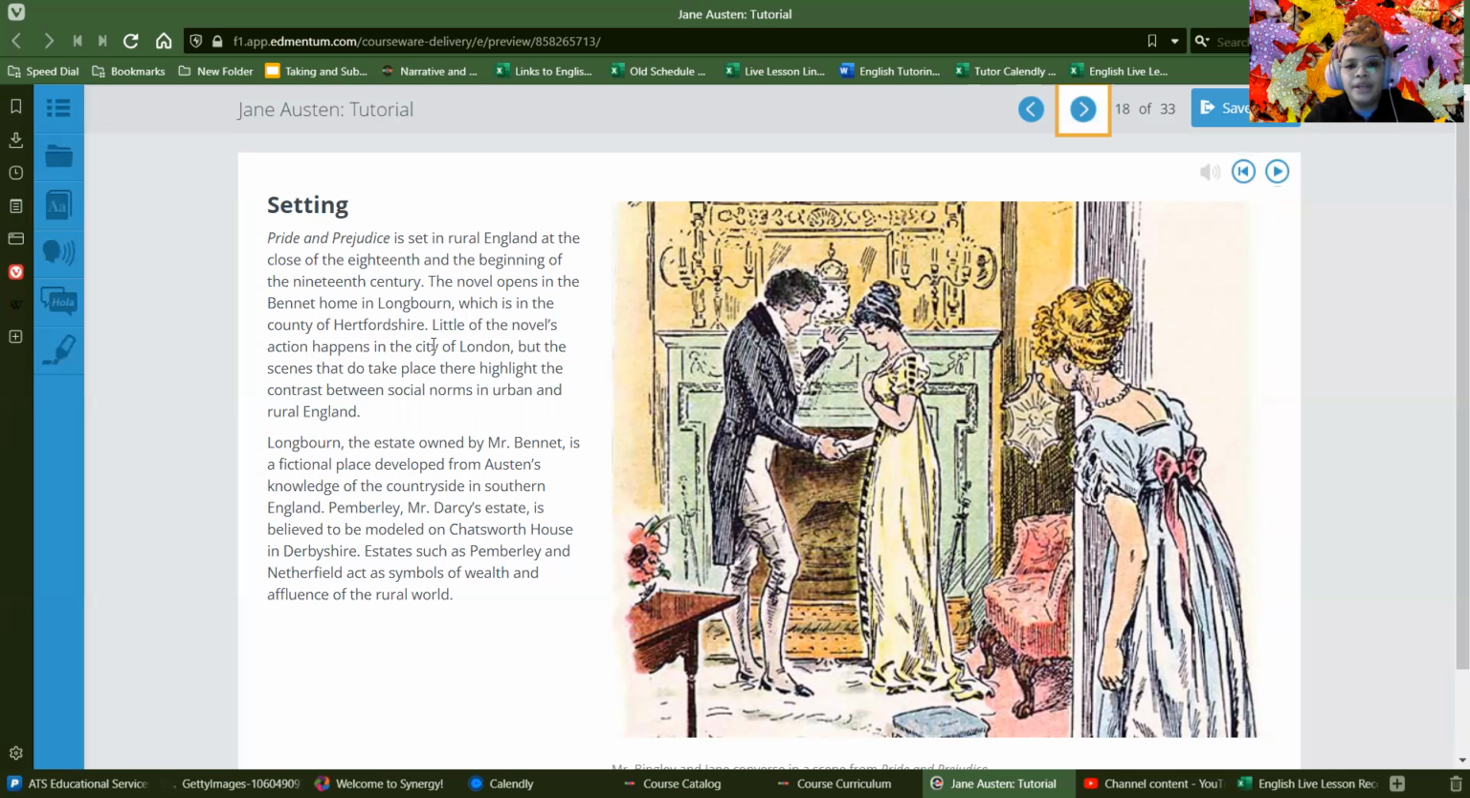They give you some information about the other places that the setting is based off of. Longbourn, the estate owned by Mr. Bennet, is a fictional place developed from Austen's knowledge of the countryside in southern England. Pemberley, Mr. Darcy's estate, is believed to be modeled on the Chatsworth House in Derbyshire. So the estates such as Pemberley and Netherfield act as symbols of wealth. A lot of these places are made up, but it's obvious to the people at the time what sort of places they represent.